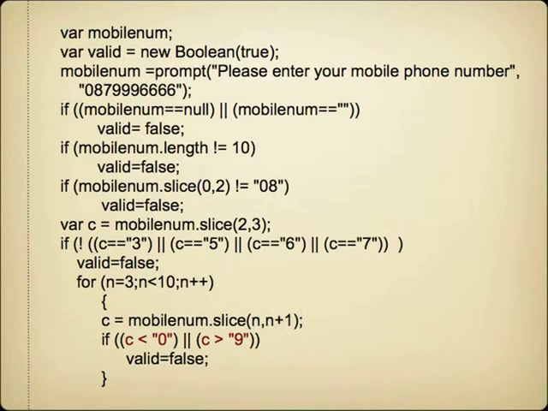Now, we have to be careful here because we're dealing with digits. It's tempting to treat them like integers. But here we're interested in the value of the string. And if that value falls below 0 or above 9, then it's not a digit. So in that situation, we're going to put false into valid.